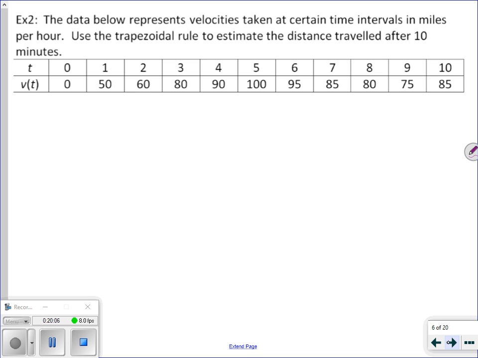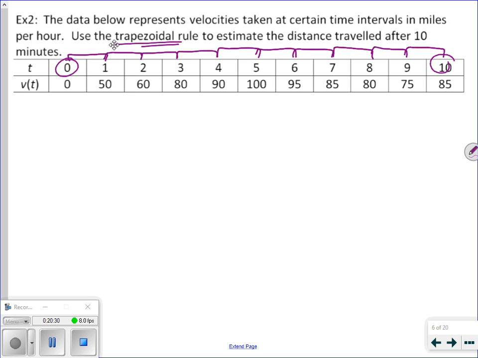It says the data below represents velocities taken at certain time intervals in miles per hour, and we're going to use a trapezoidal rule or approximation to estimate the distance traveled after 10 minutes. So here's 0 minutes, here's all the way to 10 minutes. This might be a long problem, but this is what it looks like, okay? We got 1, 2, 3, 4, 5, 6, 7, 8, 9, 10 trapezoids that we're going to add up the areas of.